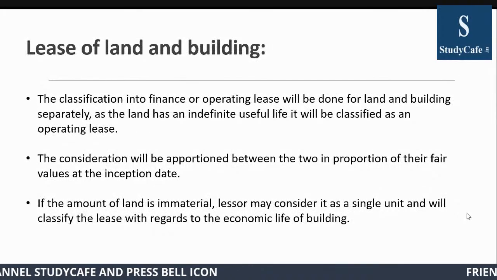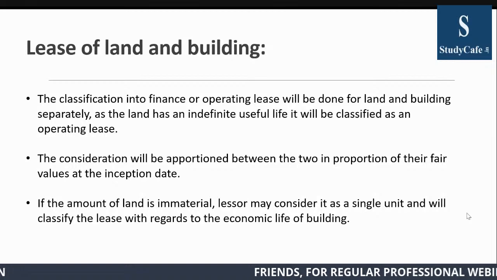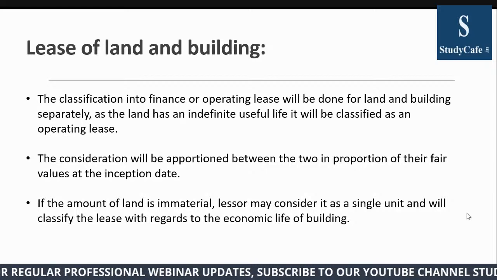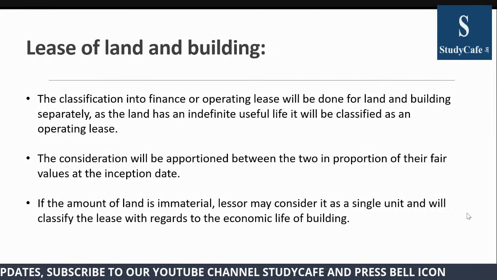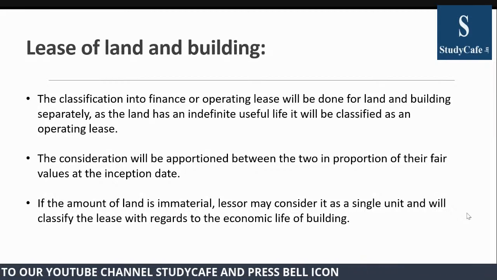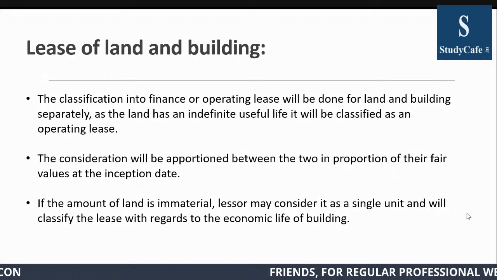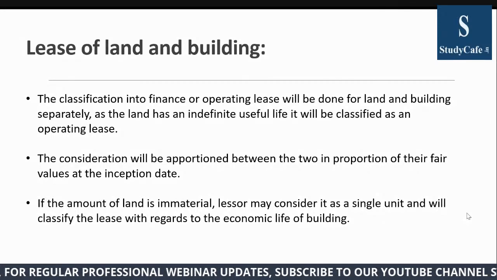So now we will just discuss quickly three more topics which are there in this Ind AS, and it will not take much time. So this is the lease of land and building. Now what happens in case there is a land and there is a building as well? This topic is considered separately. Why? Because land has an indefinite useful life. Everyone is aware of this, right? But buildings have a limited useful life.